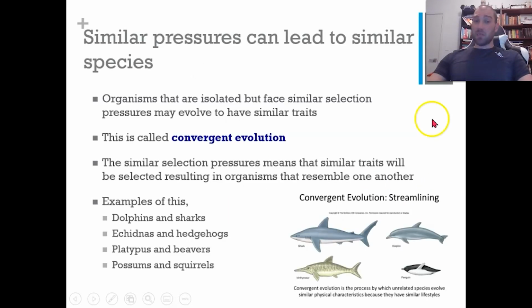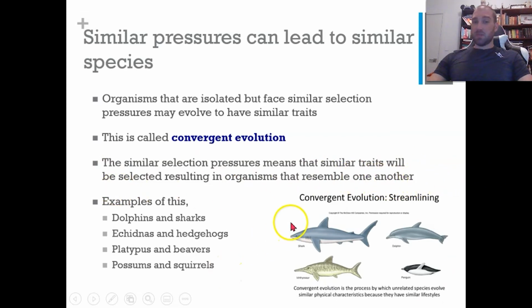Now we're going to talk about convergent evolution. So organisms that are isolated but may face similar selection pressures often evolve to have very similar traits, and that's what we call convergent evolution. So if you have similar environmental conditions on different places on Earth, we can still get similar kinds of structures evolving in organisms, and therefore they look pretty similar to each other. So similar selection pressures mean that similar traits will be selected for, resulting in organisms that resemble one another.